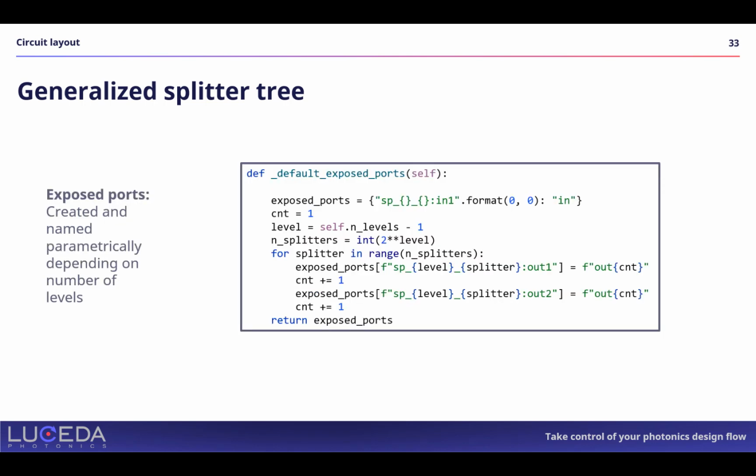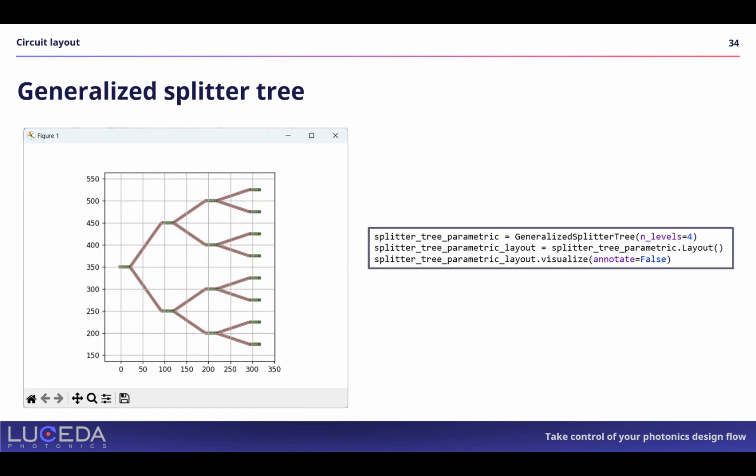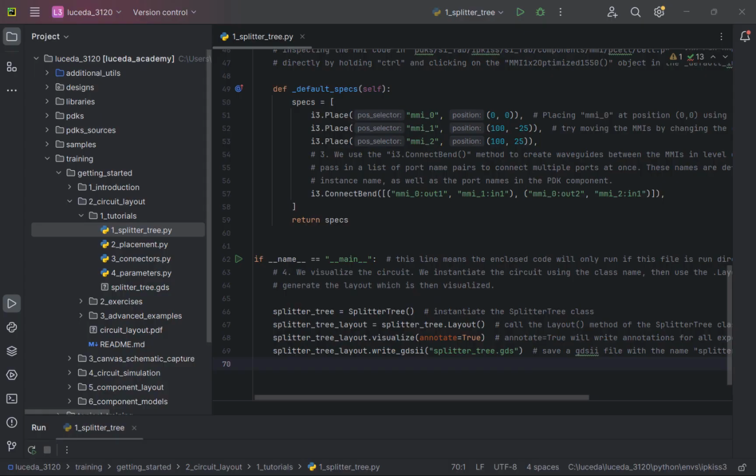Finally, we can parameterize based on the number of levels our exposed ports and create and name them using a for loop. It does this by calculating the number of splitters based on the formula 2 times the level minus 1. It then iterates over each splitter, generating port names for each splitter and adding them to the exposed ports dictionary. We can then simply pass the number of levels as a parameter and then visualize the layout. You can find all of this in the Advanced Examples section.